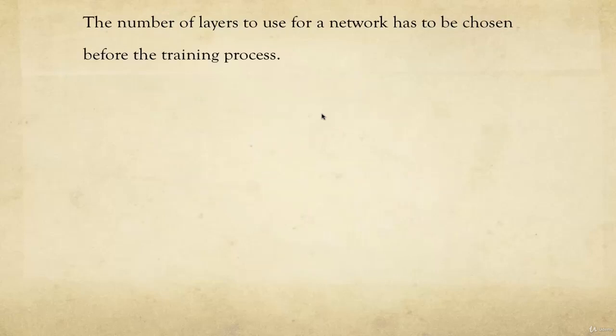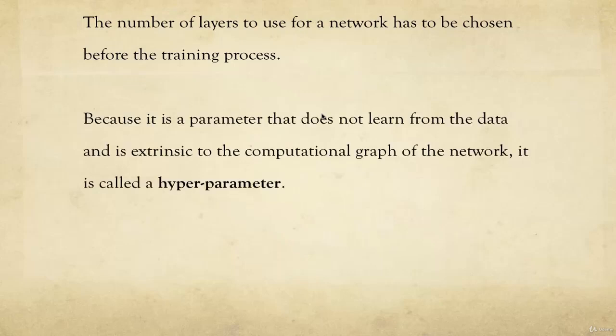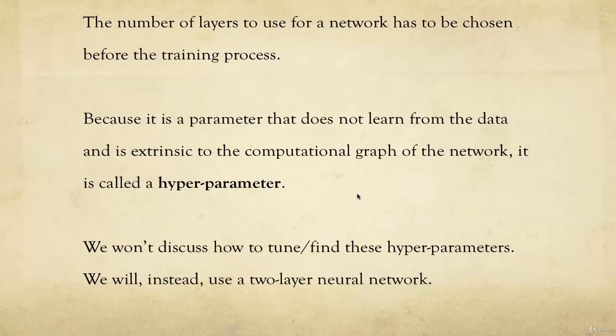And so one of the questions we want to address is how do you know how many layers to use in the network? That's something that has to be chosen before the training process. That's not part of the training data. The training process doesn't learn the number of layers, because this is a parameter that does not learn from data, and it's really not part of the computational graph of the neural network that we drew earlier. So this is called a hyperparameter. Again, this is a basic course, so we won't discuss how to tune or find these hyperparameters.